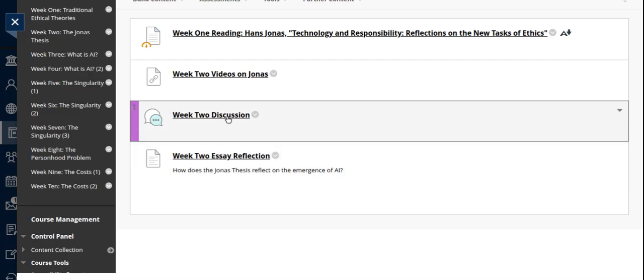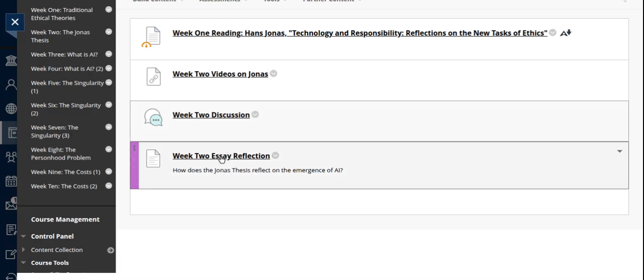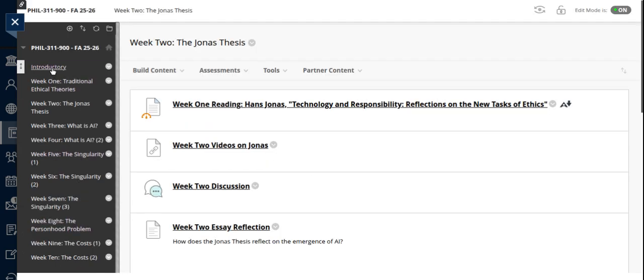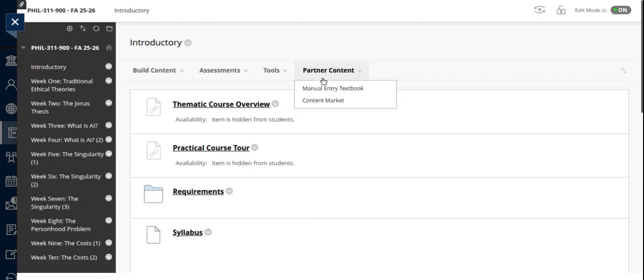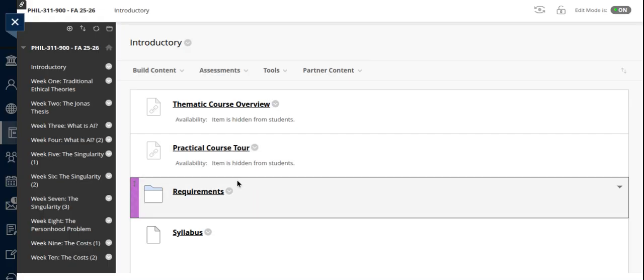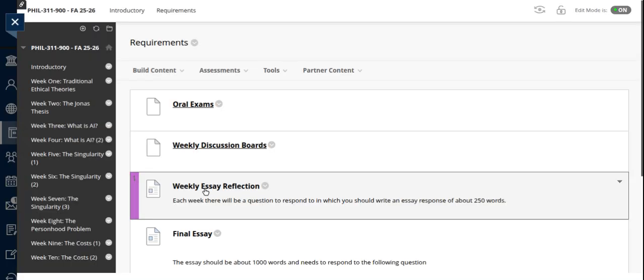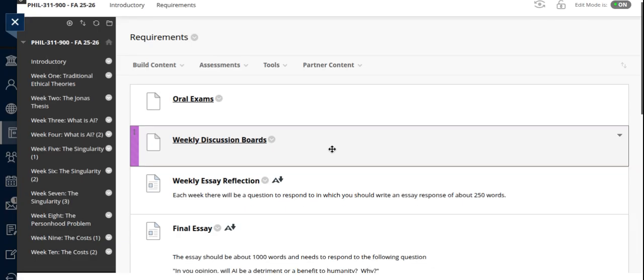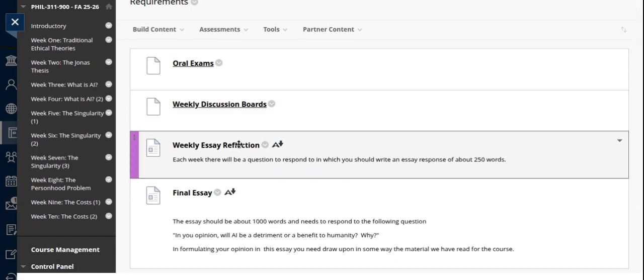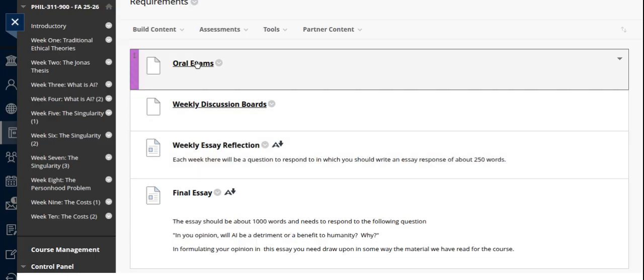So the discussion board and the essay reflection, those are your regular weekly assignments for the course. If we look at the introductory section where you'll find the syllabus and things like that, but also more directly the requirements, you'll see that in addition to the weekly discussion boards and the weekly essay reflection, there are oral exams for this course.